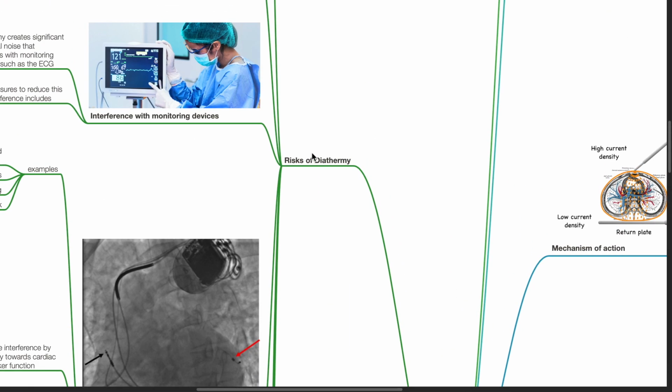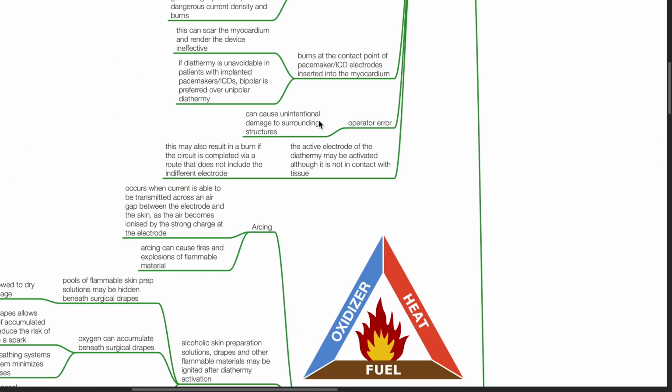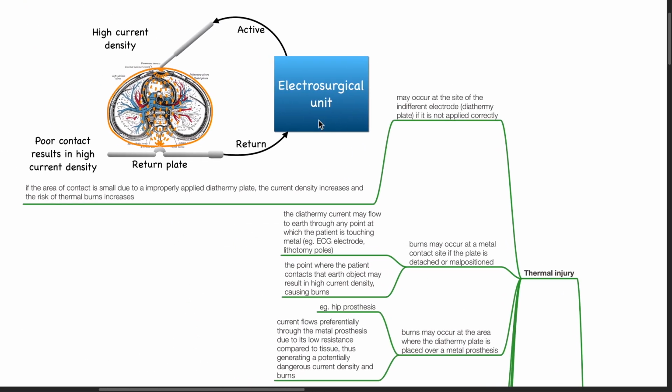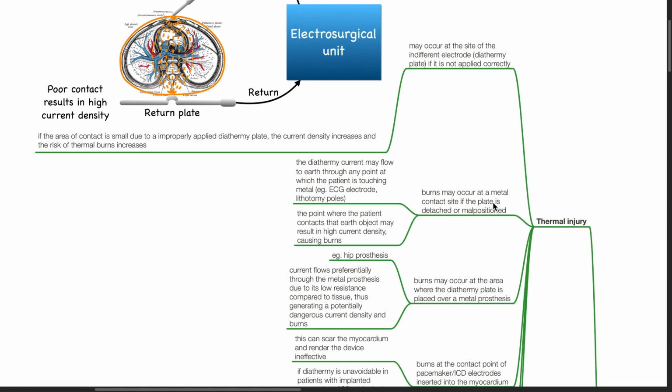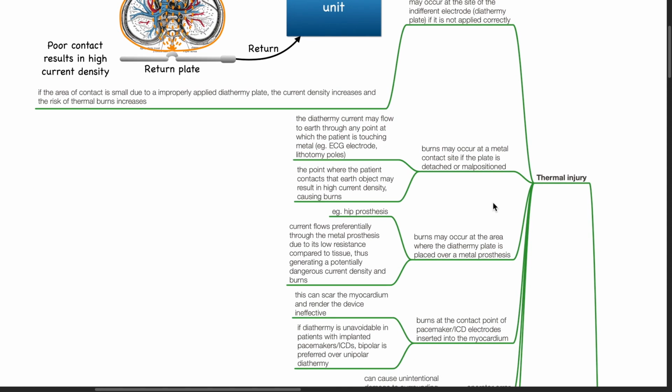Risk of diathermy. Thermal injury. Thermal injury may occur at the site of the indifferent electrode if it is not applied correctly. If the area of contact is small due to an improperly applied diathermy plate, the current density increases and the risk of thermal burns increases. Burns may occur at a metal contact point if the plate is detached or malpositioned.